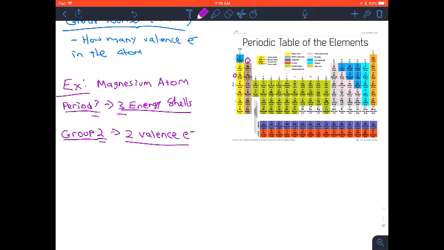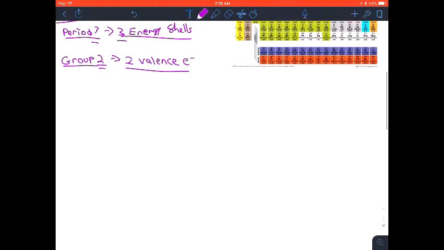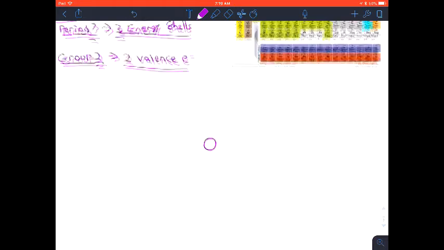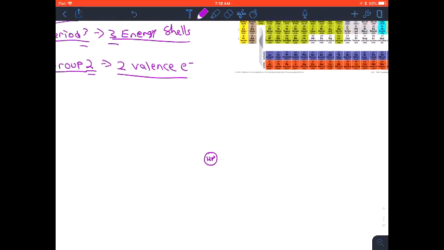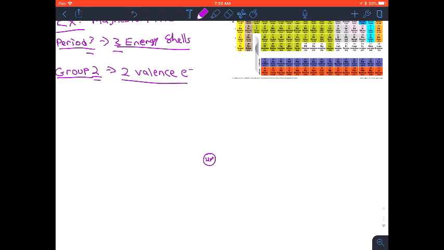Okay, so very simply put, the first thing that you have to do is draw the nucleus. The nucleus is going to be the center of the atom. And of course, the nucleus is going to contain the protons, which in this case, there are 12 protons in the nucleus, as well as some neutrons, but we don't know how many based off the information that we're given. Now we're going to draw our first energy shell.